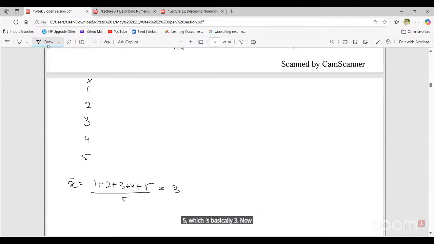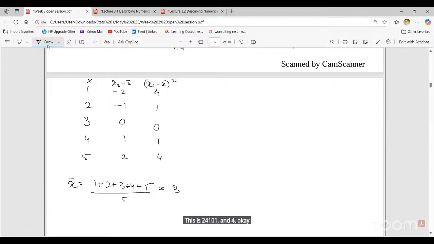Now my second step is xi minus x bar. So it is 1 minus 3, that is minus 2, 2 minus 3, minus 1, 3 minus 3, 0, 4 minus 3, 1, and 5 minus 3, it is 2. Now xi minus x bar whole square: this is 4, 1, 0, 1, and 4.